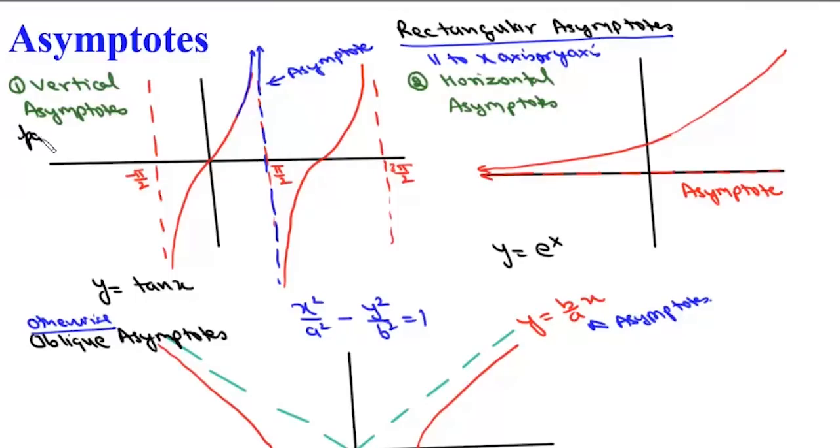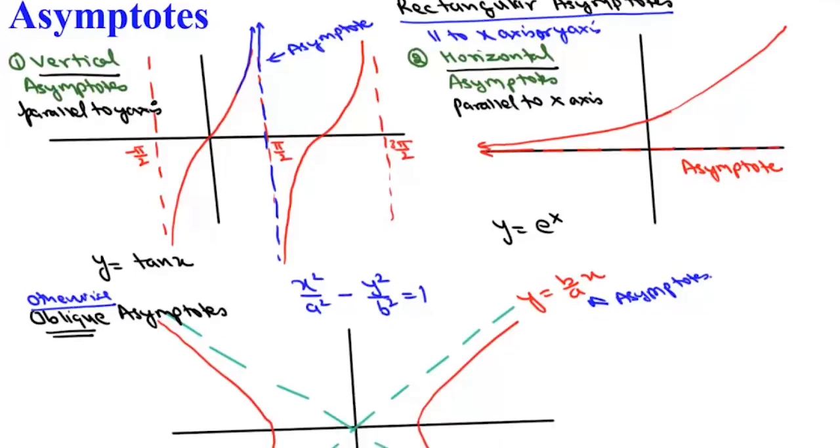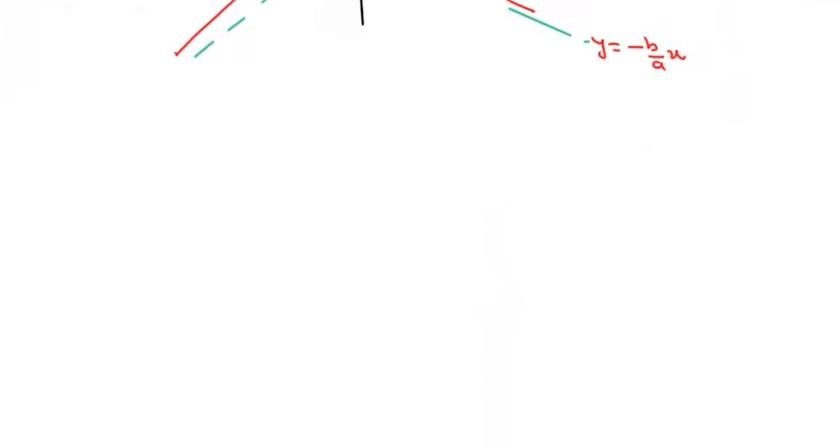So if an asymptote is parallel to y-axis, we'll say it is a vertical asymptote, and if it is parallel to x-axis, then we say it is a horizontal asymptote. And if it is neither parallel to x-axis nor parallel to y-axis, we'll simply say it is an oblique asymptote. Now we look at how do we find these asymptotes. First we'll discuss how to find horizontal asymptotes.